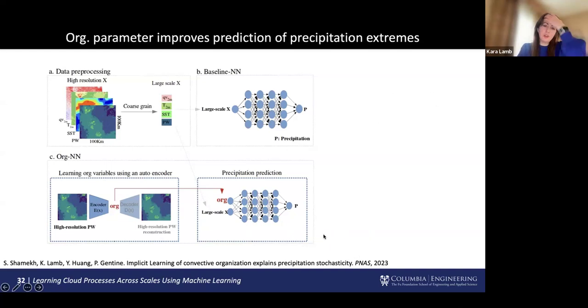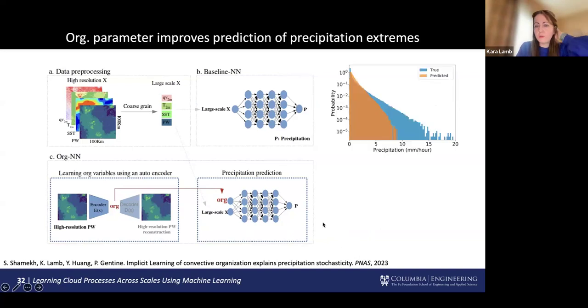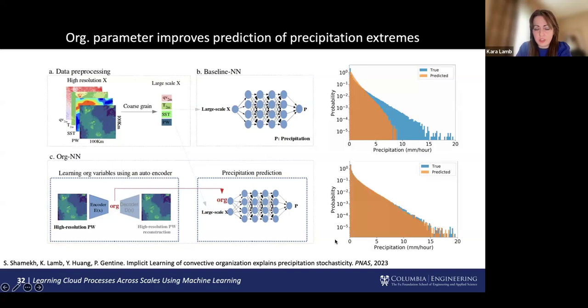So I'll show here the results for the PDF of precipitation. Since we're thinking at the climate scale, we're really interested in the probability distribution functions of precipitation. So this is basically the precipitation rate, and the true value from the GSAM model is shown in blue, and then the predictions from that baseline neural network are shown in orange. And then I'm showing the same thing for the organization-informed neural network.